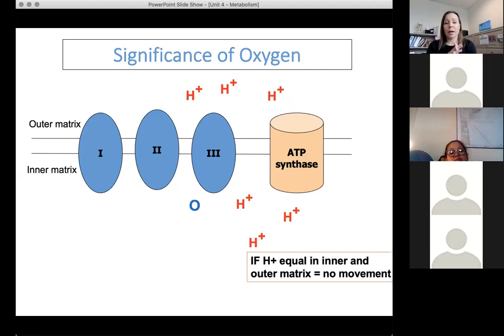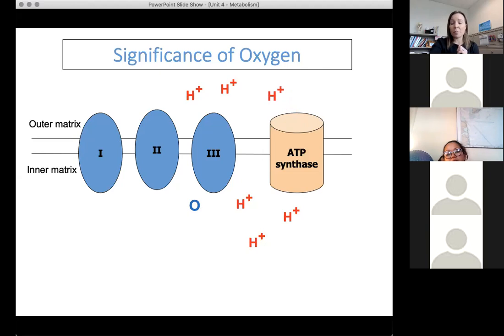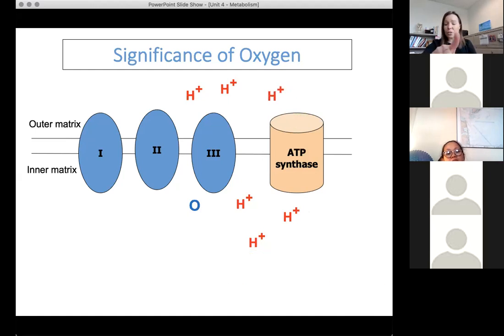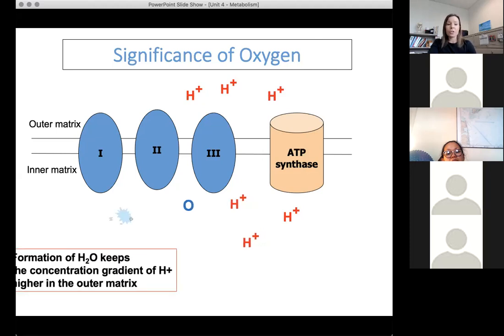If you have equilibrium, so if you have the same amount of hydrogen ions on the outside of the membrane as you do on the inside, you have equilibrium and hydrogen ions aren't going to be able to move back in. Did you guys see that happen? So if they're equal, there's no movement. The hydrogen ions are stuck out there. They can't move back in. And if they can't move back in, think about what's not happening. You're not making ATP. And you need these hydrogen ions to come back in so you can make the most ATP possible.